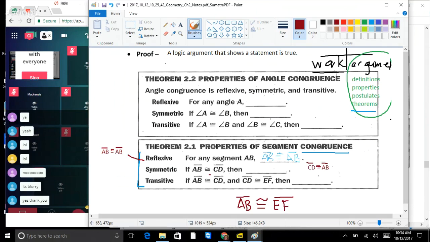Now for any angle A, angle A is congruent to angle A. If angle A is congruent to angle B, then angle B is congruent to angle A. And if angle A is congruent to angle B, and angle B is congruent to angle C, then angle A is congruent to angle C. So all these properties keep repeating themselves, but now we have congruence properties, and these are in the form of a theorem because they're not just accepted, they can be proven.